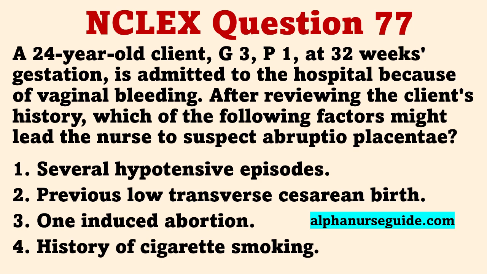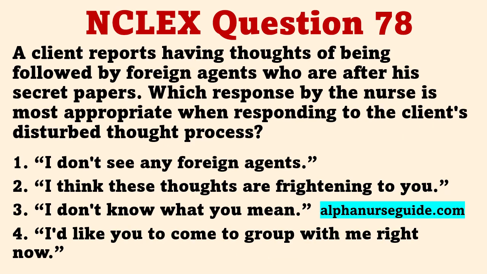The correct answer is 4. Although the exact cause of abruptio placentae is unknown, possible contributing factors include excessive intrauterine pressure caused by hydramnios or multiple pregnancy, cigarette smoking, alcohol ingestion, trauma, increased maternal age and parity, and amniotomy. A history of hypertension is associated with an increased risk of abruptio placentae. A previous low transverse cesarean section and a history of one induced abortion are associated with increased risk of placenta previa, not abruptio placentae.